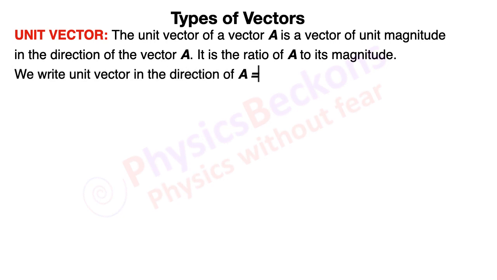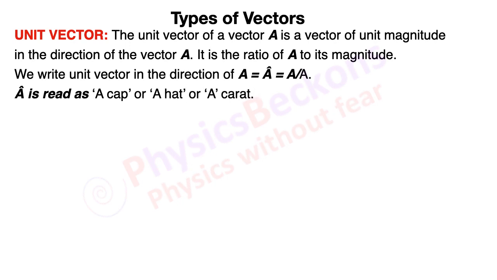Mathematically you can write unit vector in the direction of A equal to A cap. This is the symbol we use, equal to vector A divided by modulus of A or magnitude of A. We read this as A cap or A hat or A caret. Symbol is the same but we read it in three different ways.